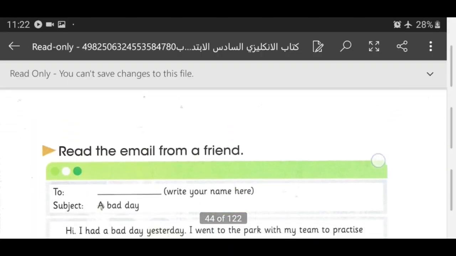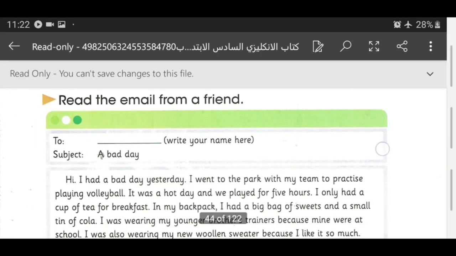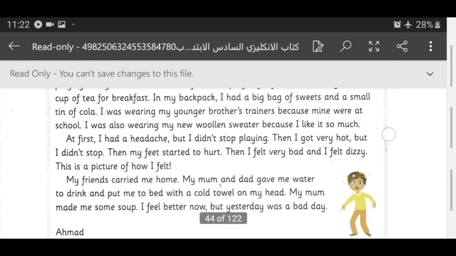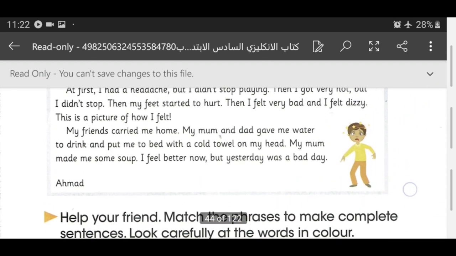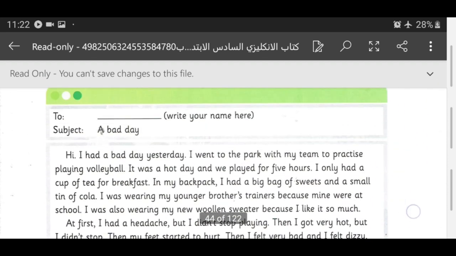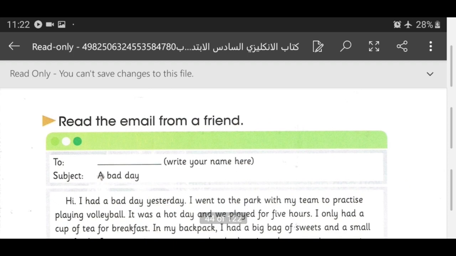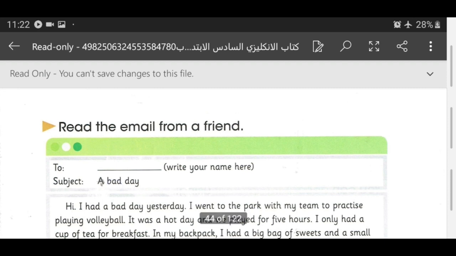Let's go to the second page. Read the email from a friend. Here we read this email from a friend. Let's read. Here we write the name and the subject, the name of the friend we want to send the email to, and the subject.